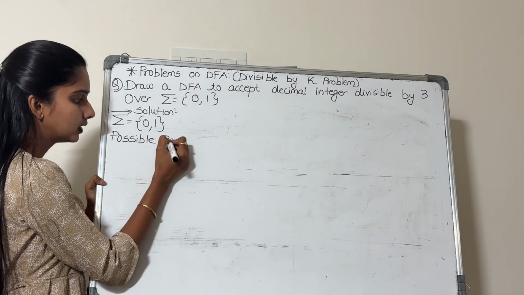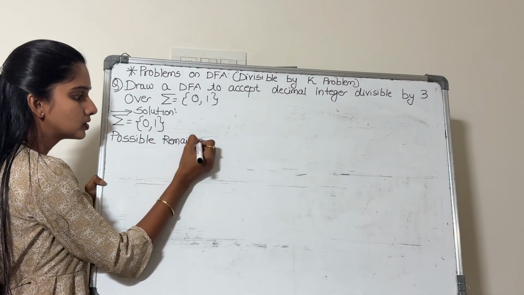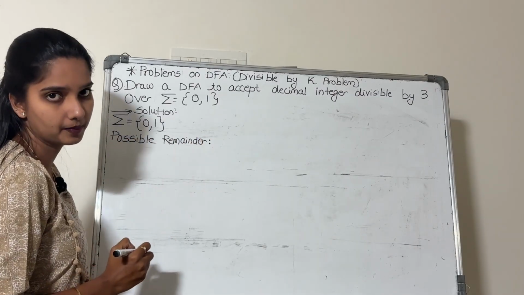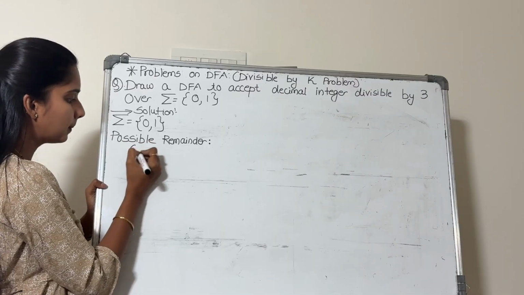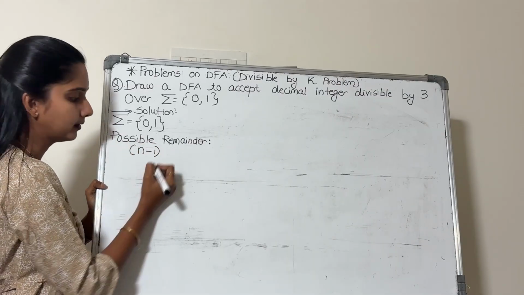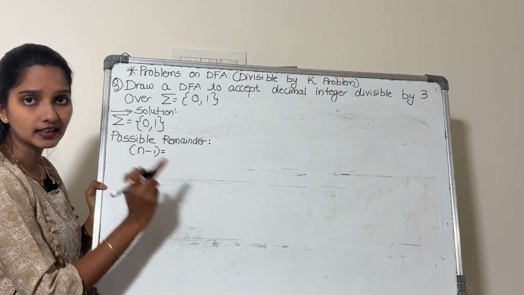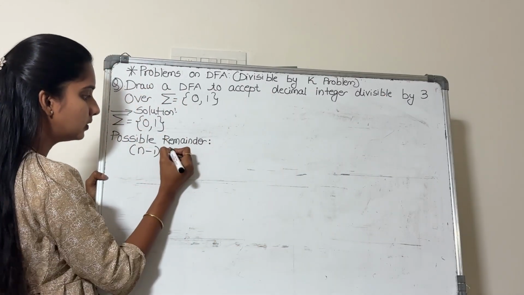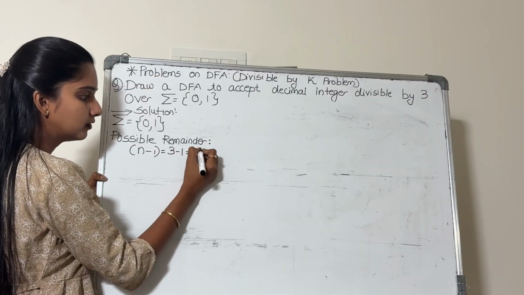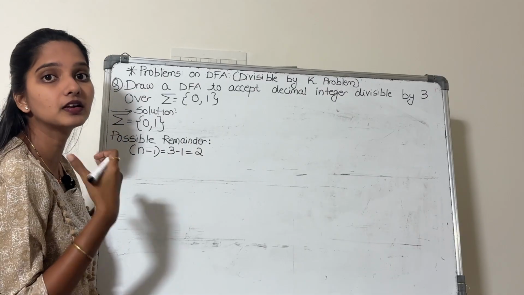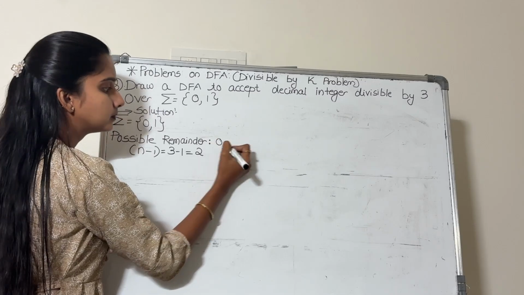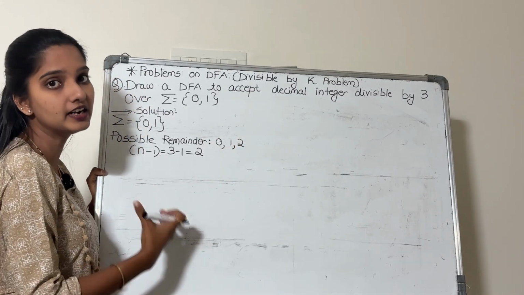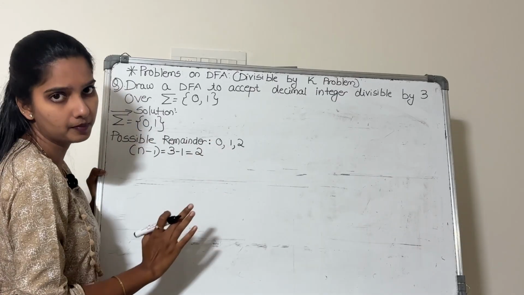So what is going to be a possible remainder? In that case, you're going to apply this formula, which is n minus 1. N is nothing but the number that is given to you. In this case, 3 is the number. So 3 minus 1, which is 2. So the possible remainders are 0, 1 and 2. If you take a number and divide it by 3, these are the possible remainders.